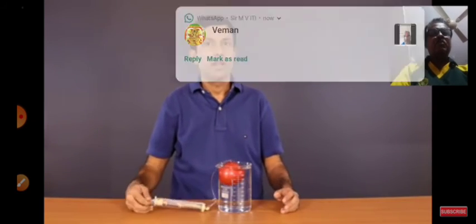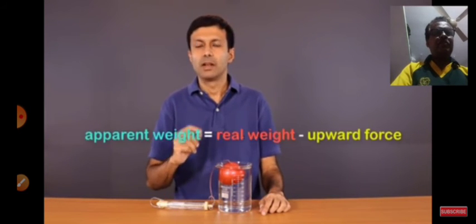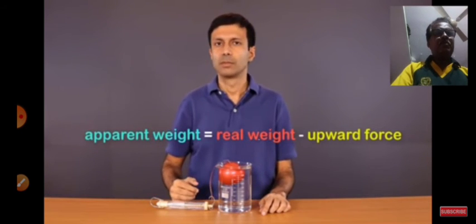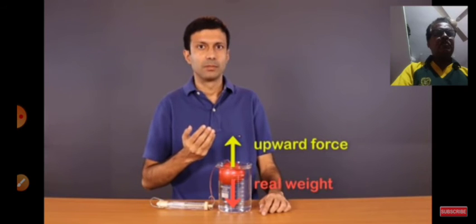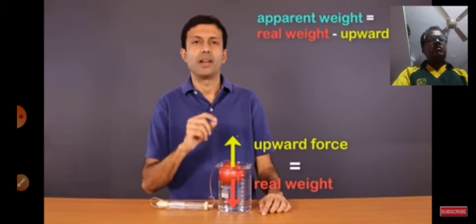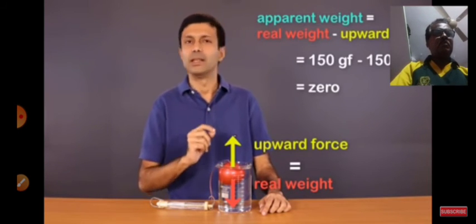And that's true for any floating body that you see around you. A floating body has 0 apparent weight. Now let's take a look if it matches our formula. So the formula is apparent weight equal to real weight minus the upward force. Now since the object is floating, the real weight is balanced by the upward force. Hence the upward force is equal to the real weight. So the apparent weight becomes 0. And so that's correct. It is weightless.